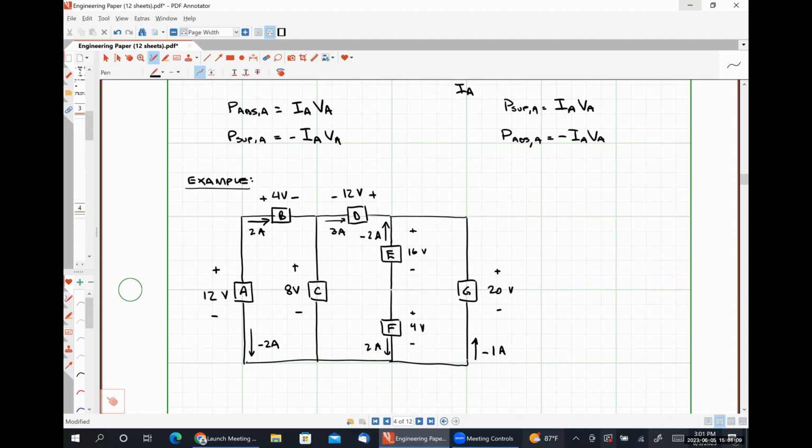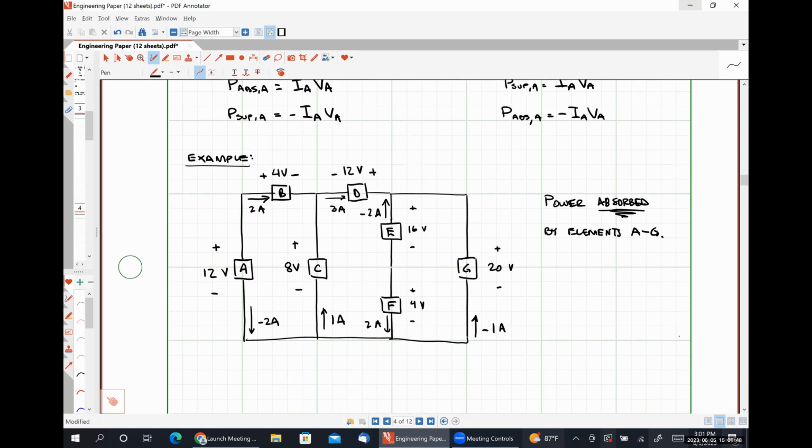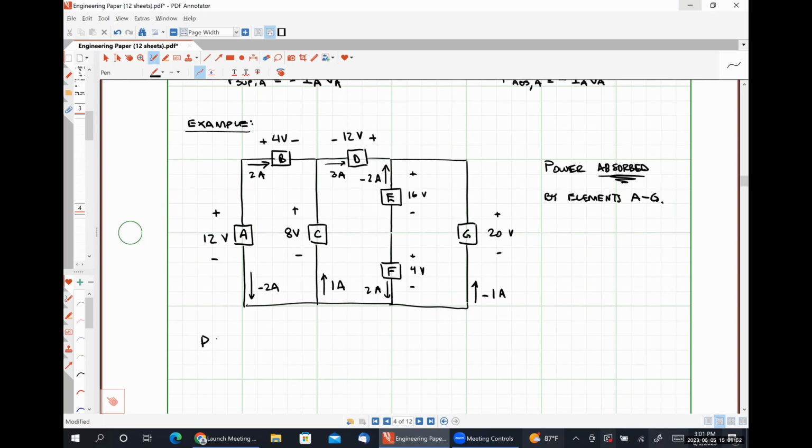So let's do 3 amps here so that this looks like 1 amp, like so. What I want us to find is the power absorbed by elements A through G. So let's start with element A. What's the voltage drop across element A? Twelve volts. 12 volts, absolutely right.